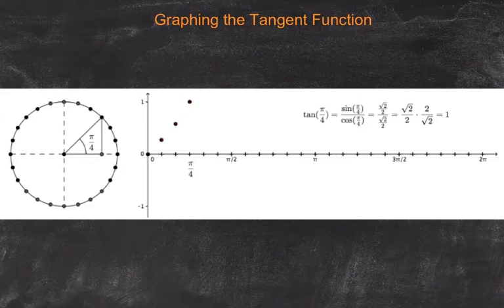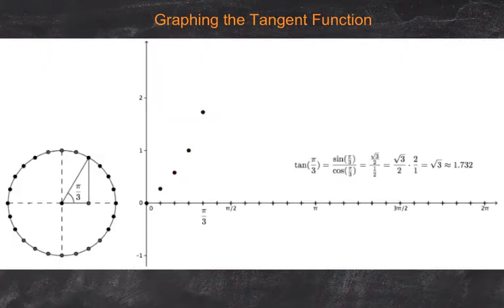Pi over 4, that's 45 degrees. So the sine and cosine, the height of the triangle and the base of the triangle, are the same length. And so something divided by itself is 1. So we've got tangent of pi over 4 equals 1.